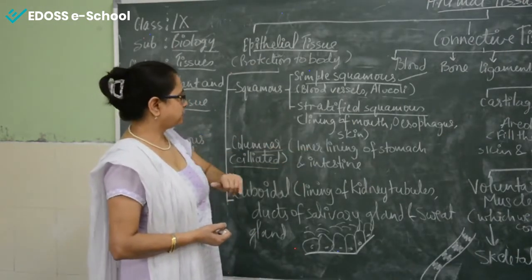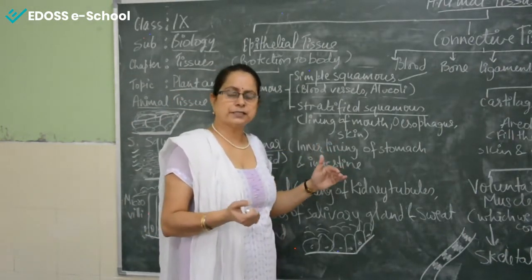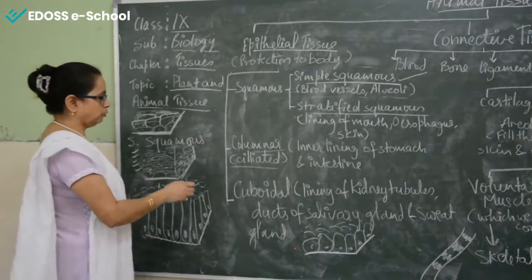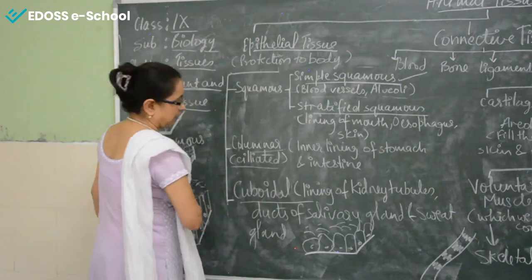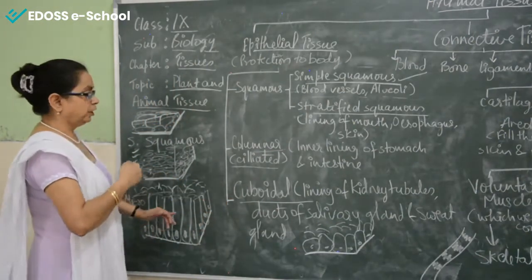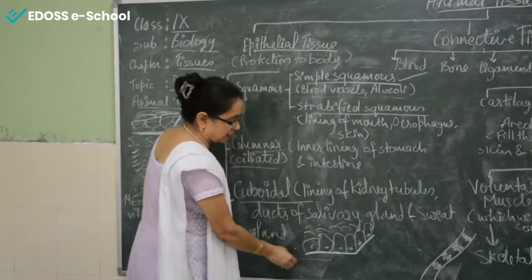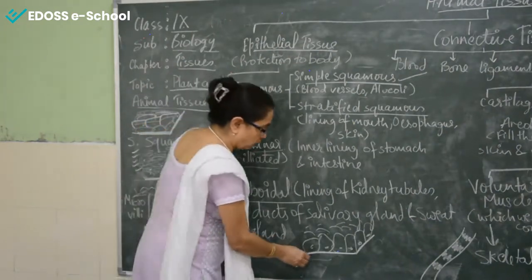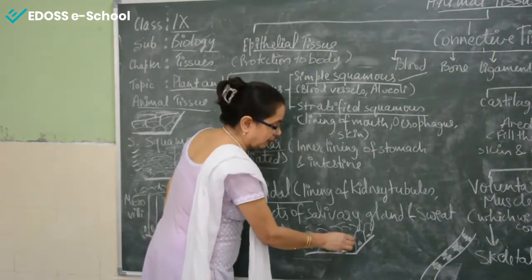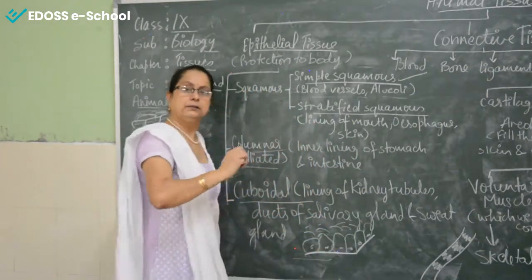So in the inner lining of the stomach and in the intestine of the digestive system, this kind of columnar ciliated epithelium is present. Now the cuboidal epithelium, as the name denotes, is like cubes. Here you can see the diagram that shows the cuboidal epithelium. The cells are cube-like in shape, and again here also the nucleus lies at the base of the cell.